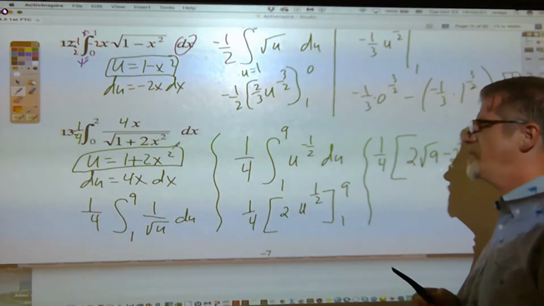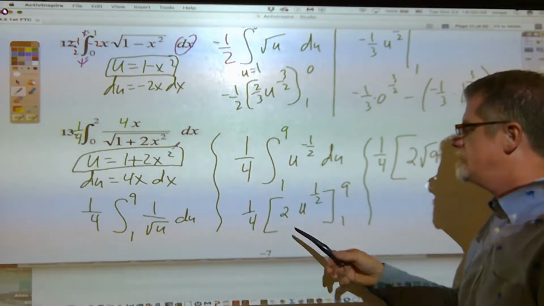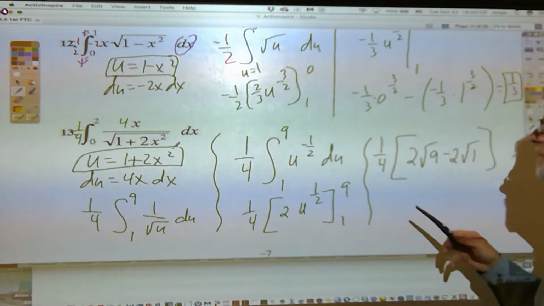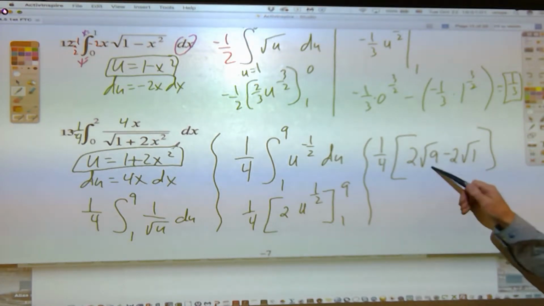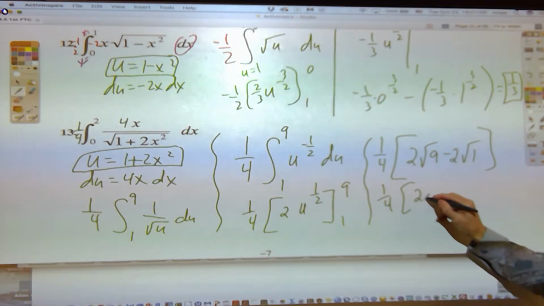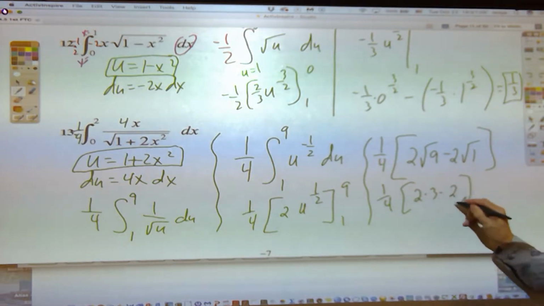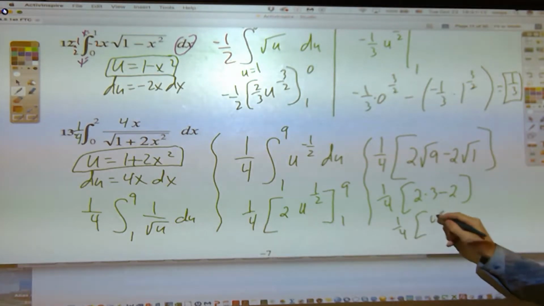So take the antiderivative using the fundamental theorem of calculus. I've got u to the 1/2 divided by 1/2, or times 2, from 1 to 9. So I'm just going to write it out like this. Keep the 1/4 out there. It's 2 radical 9 minus 2 radical 1. So to finish it up, I've got 1/4 times 2 times 3 minus 2 times 1. And that becomes 6 minus 2, which is 4.